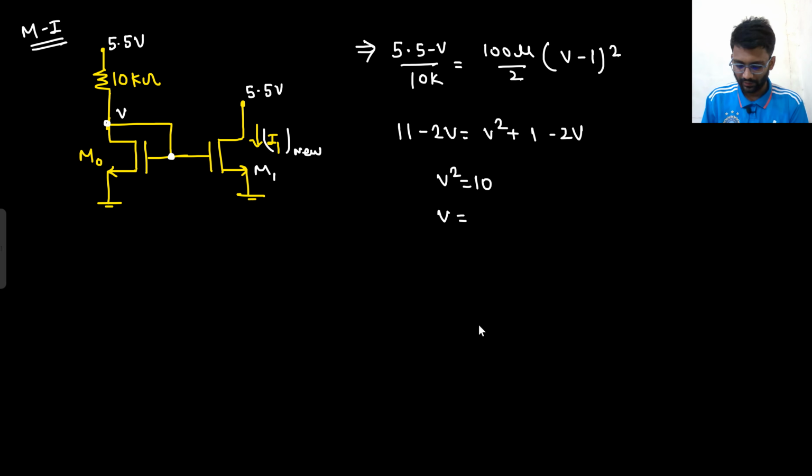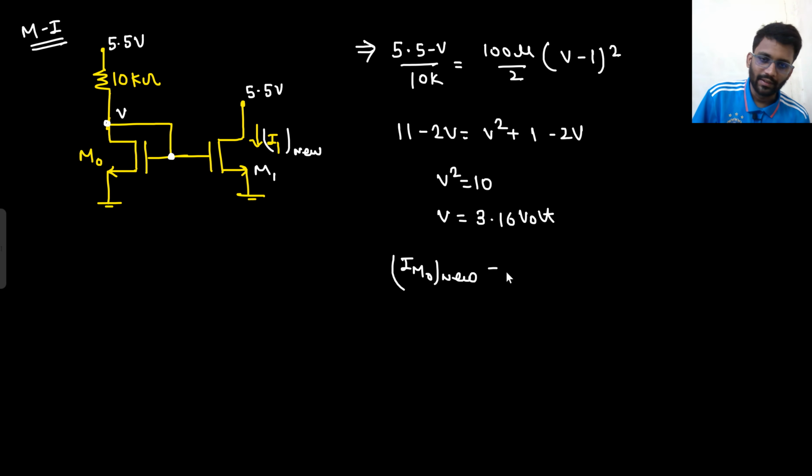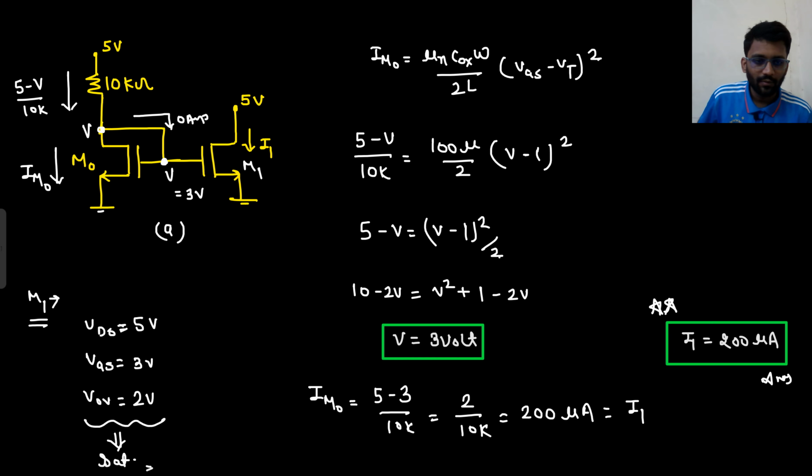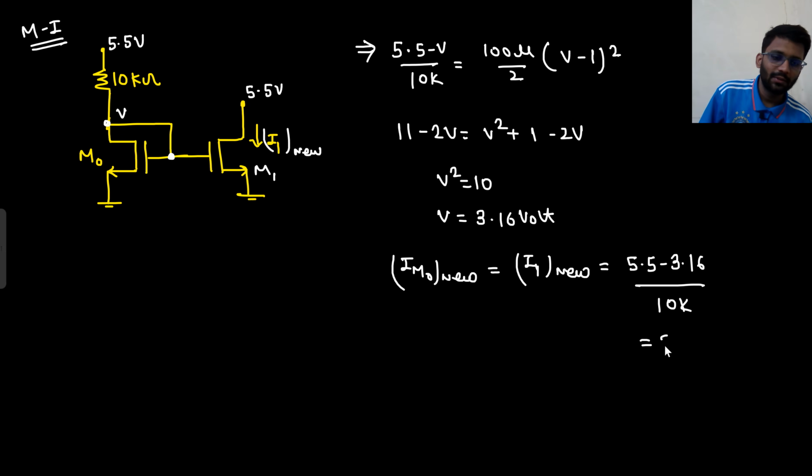Under root 10 is 3.16, right? So the V value you are getting is 3.16 volt. So what will be the new current I can write? That would be I1 new equals 5.5 minus 3.16 divided by 10k, minus 5.5 divided by 10k. Basically, the current you were getting before was 200 micro. Now you are getting 233 microampere. So your I1 new is 233 microampere.